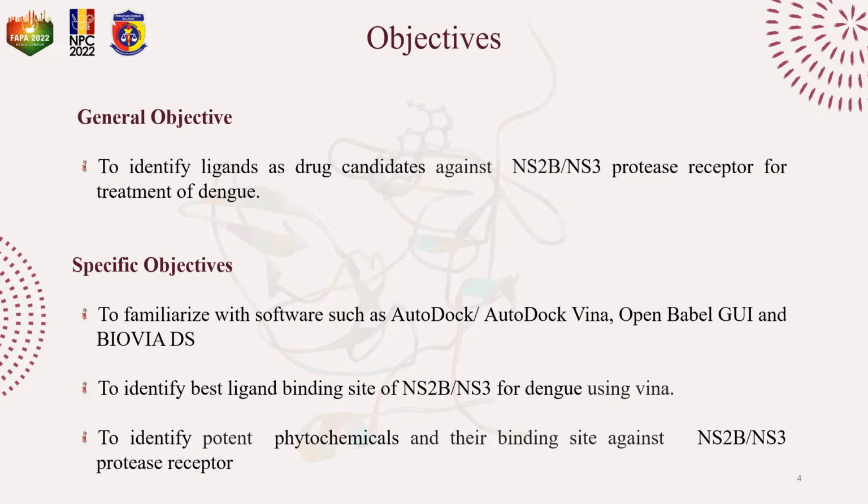Next, we are on objectives. The general objective of this study is to identify ligands as drug candidates against the NS2B NS3 protease receptor for treatment of dengue. The specific objectives of the study include to familiarize with software such as AutoDock Vina, Open Babel GUI, and BIOVIA Discovery Studio, to identify the best ligand binding site of NS2B NS3 for dengue using Vina, and to identify potent phytochemicals and their binding site against the NS2B NS3 protease receptor.